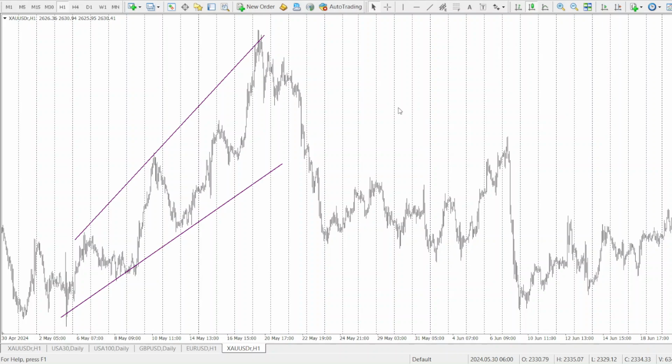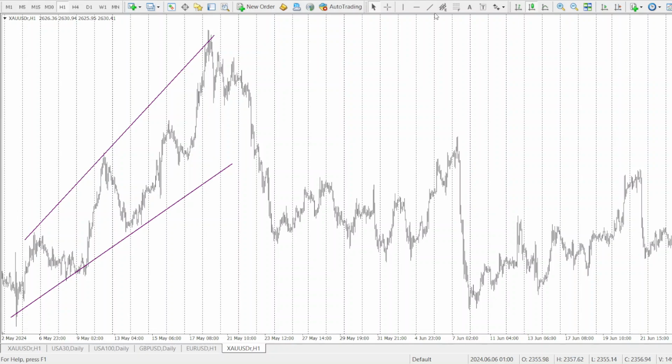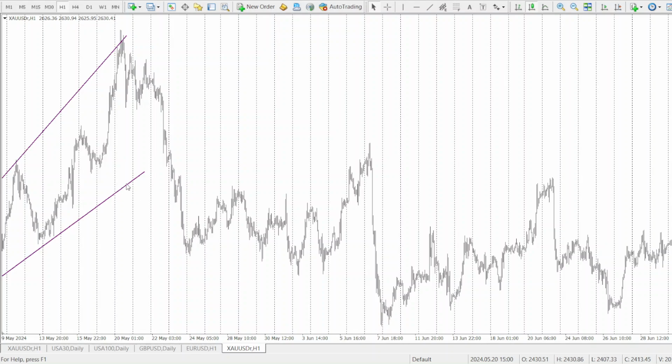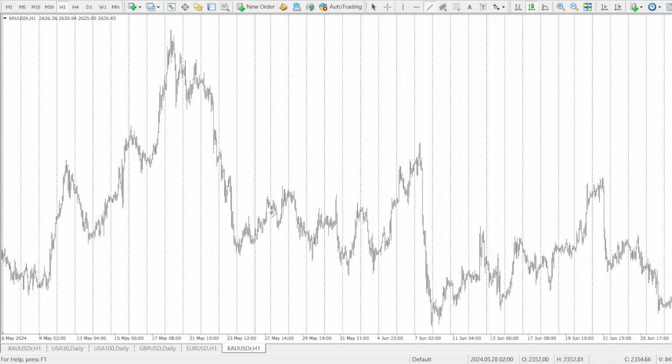But the expanding triangle pattern is different. It forms higher highs and lower lows. Okay, so now we are going to identify an expanding triangle pattern right here. Okay, I already spotted one on my chart.